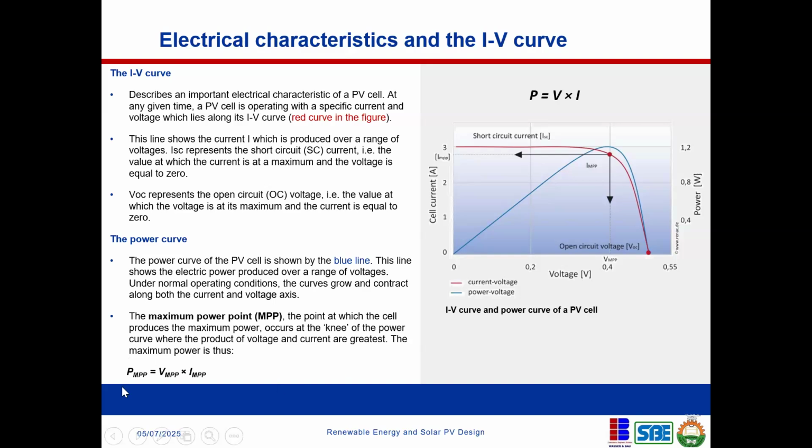Okay, so now the maximum power point is equal to the maximum power point of the voltage times the maximum power point of the current. That gives you the maximum power point of the output of the panel.